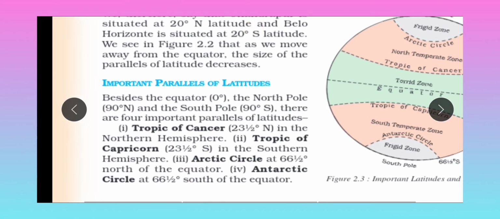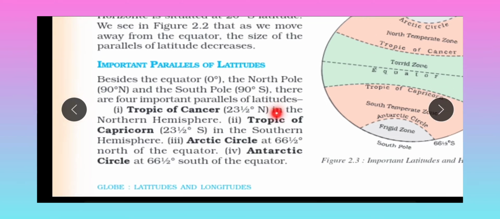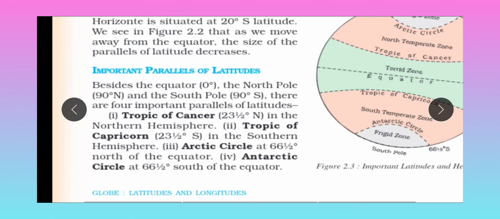Important parallels of latitude. Besides the equator at 0 degrees, the North Pole at 90 degrees north and the South Pole at 90 degrees south, there are four important parallels of latitude. First one is the Tropic of Cancer, that is 23.5 degrees north in the northern hemisphere. Tropic of Capricorn, 23.5 degrees south in the southern hemisphere.